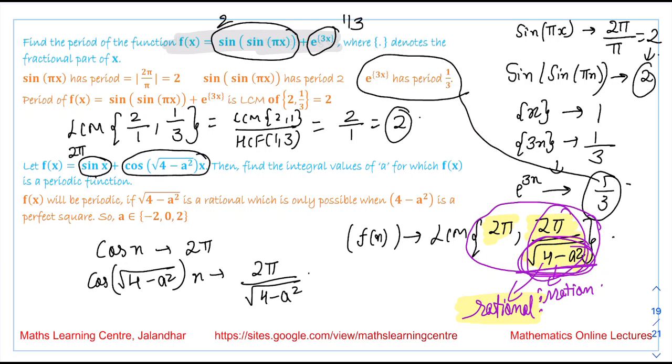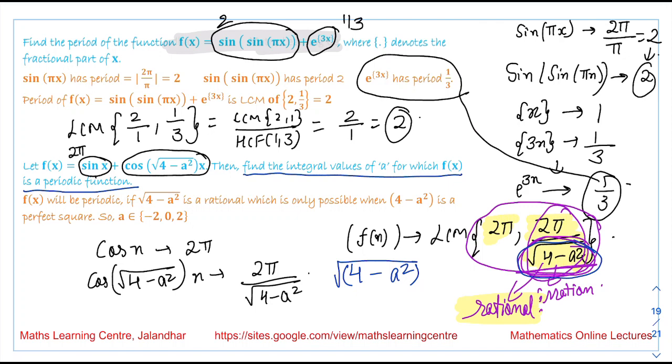Now what we have to do in this question is find the integral values of a for which f(x) is periodic. It means that square root of 4 minus a square should be a rational number, and this is possible only when 4 minus a square is a perfect square. So we can find these values of a by using the hit and trial method.